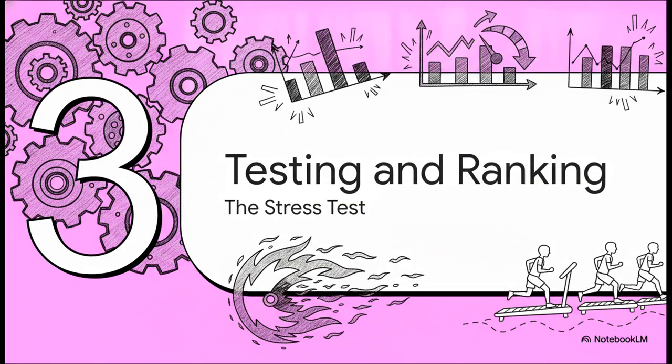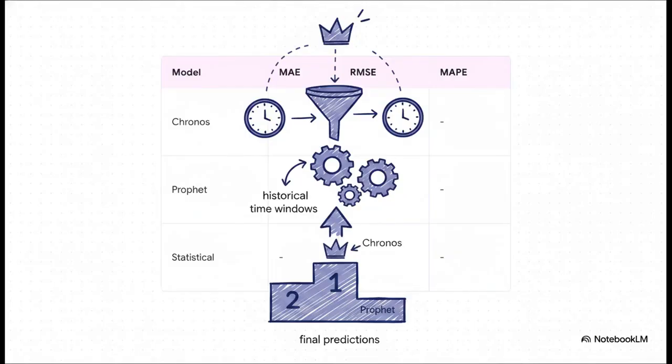All right, Section 3, testing and ranking models, the stress test. To be completely objective here, the pipeline runs a rolling cross-validation. Basically, this means it tests each model across 3 different historical time windows to see how accurately they would have predicted the past. It scores them on metrics like MAE, maybe, and most importantly, RMSE, root mean squared error. The model with the lowest root mean squared error takes the crown. It's an automated, completely data-driven competition where the most accurate model automatically wins the right to generate our final predictions.